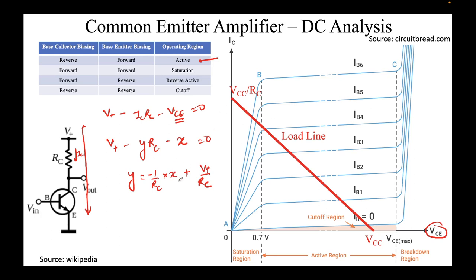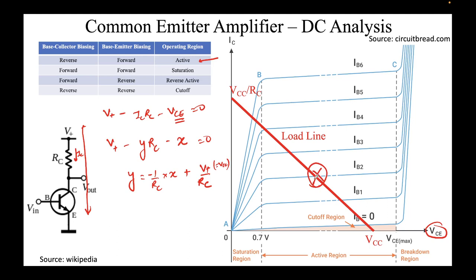I can obtain the intercepts by putting the value y equal to 0. This V plus is nothing but VCC, so V plus is also referred to as VCC sometimes. This is what is called a load line, right? V out is going to be determined by the intersection of this load line and the region over here. Let's say I'm interested in this point, the intersection over here.